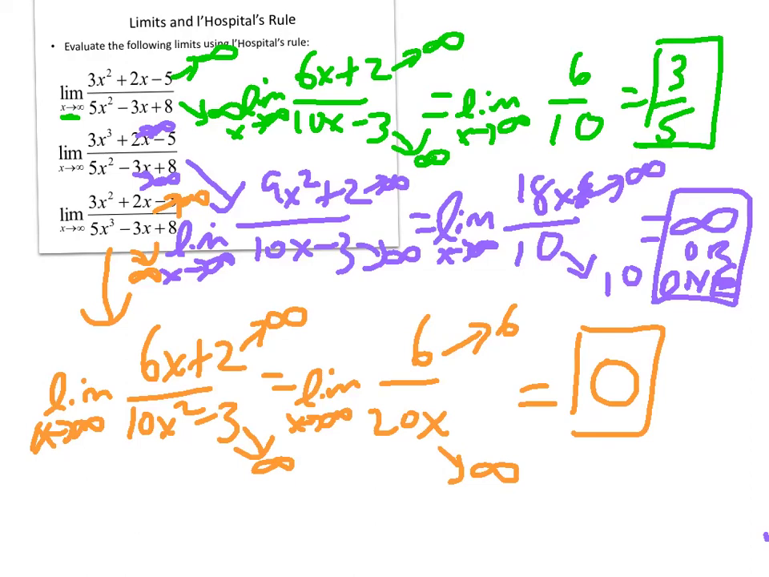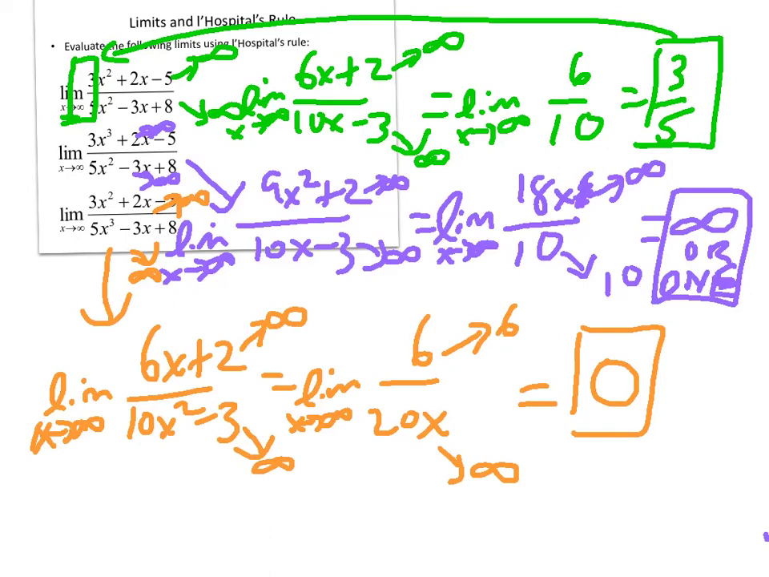So if we go back and take a look at this and say, well, what did we do here? Well, if you look here, the answer here is 3/5, and if you look there, hey, that was actually part of the problem. You see how the 3/5 was the numbers in front of the two highest exponents? And in this case, the two highest exponents are the same. So the limit turns out to be the coefficients of the two highest exponents.